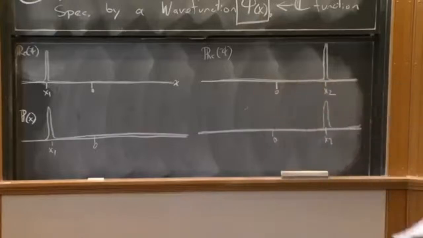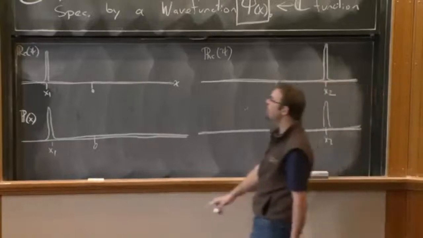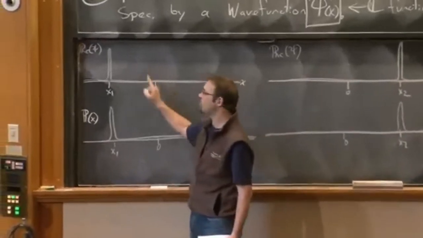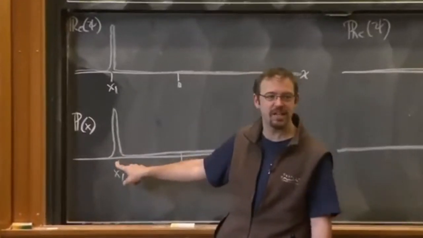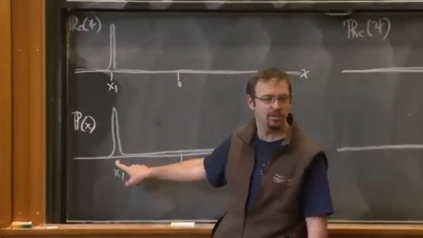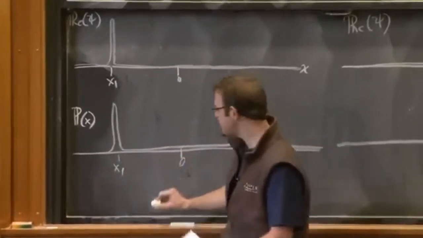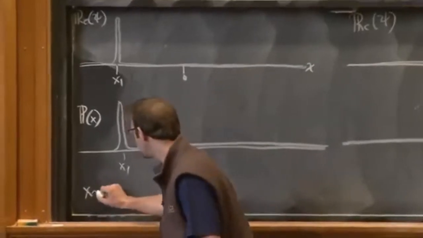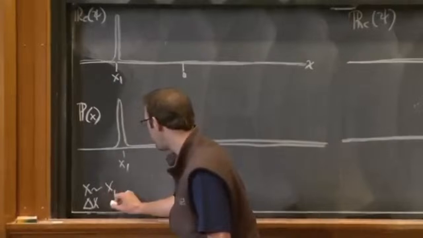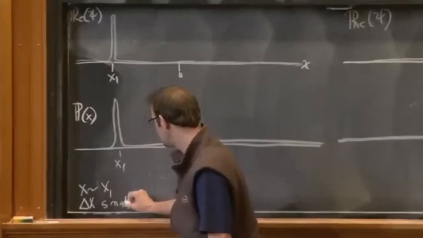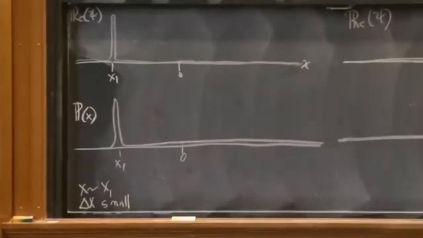OK? Everyone cool with that? So what do you know when I tell you that this is the wave function describing your system? You know that with great confidence, you will find the particle to be sitting at x1 if you look. Right? So what this is telling you is you expect x is roughly x1, and our uncertainty in x is small. Everyone cool with that?